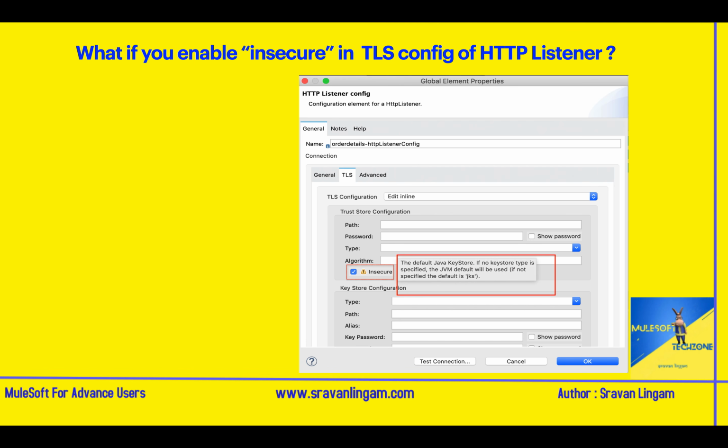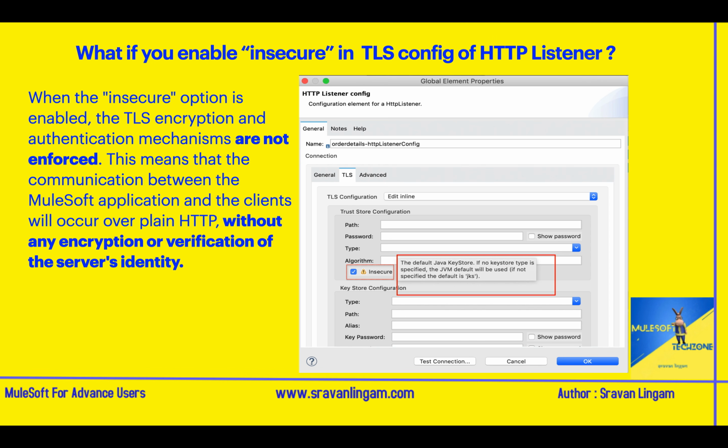If you go to the TLS section and you are using this insecure option, what will happen? When the insecure option is enabled, you are saying that TLS encryption and authentication mechanisms should not be enforced. Basically, insecure means you are not allowing this to be encrypted, which means the communication between the MuleSoft application and the clients will occur over HTTP protocol, without any encryption or verification of the server's identity.